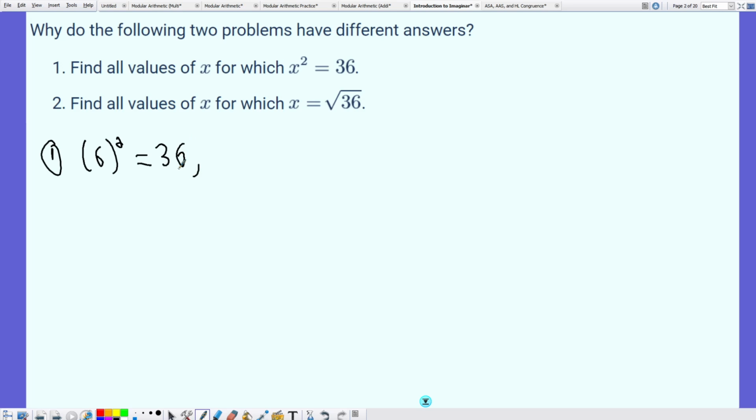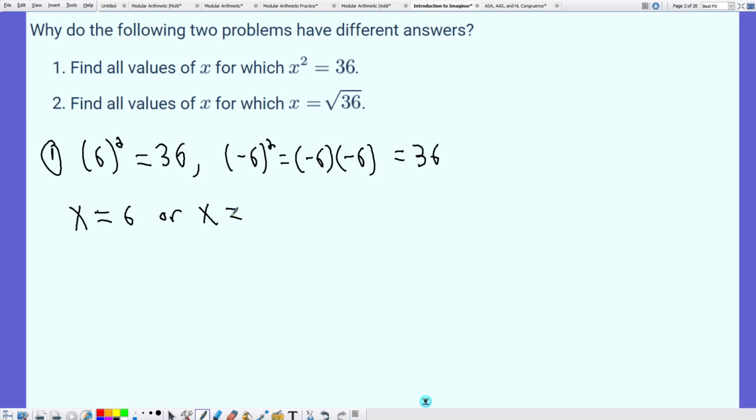Well, are there any other values? Well, we know that a negative times a negative is a positive. And when you square something, you multiply it by itself. So we have that negative 6 squared is equal to negative 6 times negative 6, which is equal to positive 36 as well. So in this situation, we have that x could be 6, or x could be negative 6.